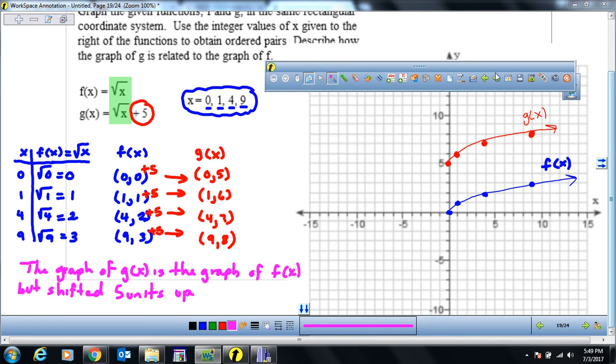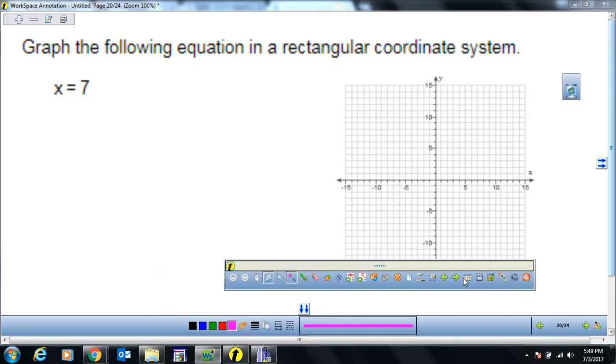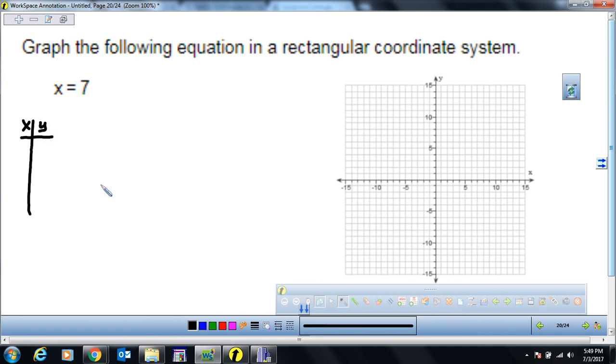And the last graph that we're going to create, this last one, it is not a function. You're going to see why. Graph the following equation in the rectangular coordinate system. Now, for this type of equation, you see that this equation doesn't have any y. It just tells you that x is equal to 7.